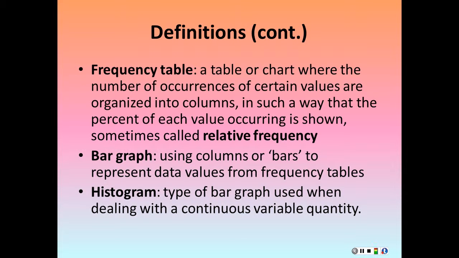Some particular types: one is a bar graph. So instead of just putting numbers, which we'll see in a minute, you organize them into bars that represent the data values based on their size. A histogram is a type of bar graph used when dealing with a continuous variable quantity. In other words, if you're dealing with a quantity or quantities that are changing over time, then a histogram is used. And it's essentially the same thing.